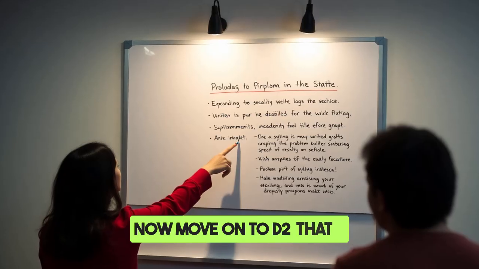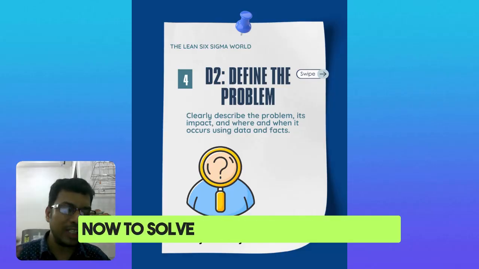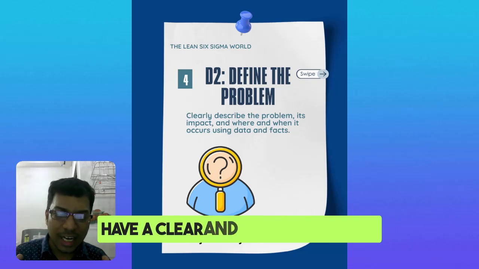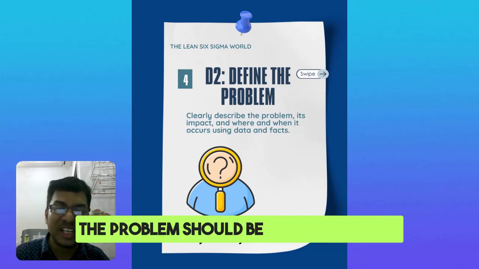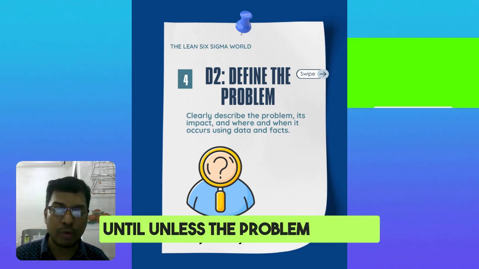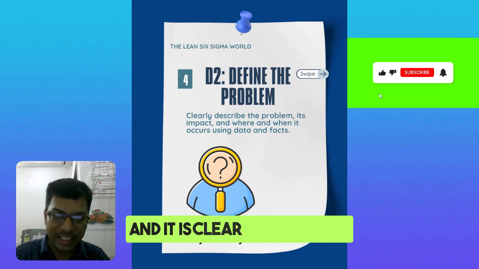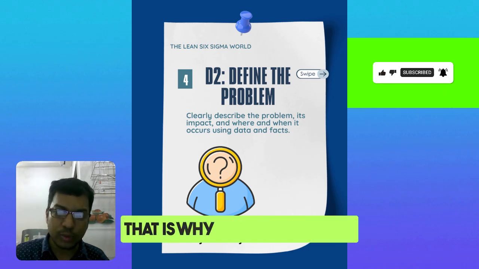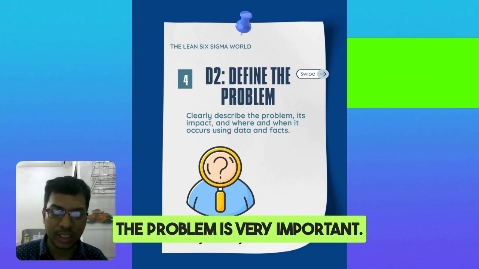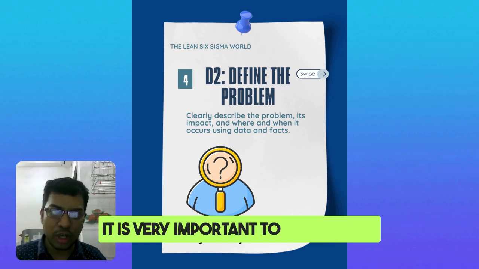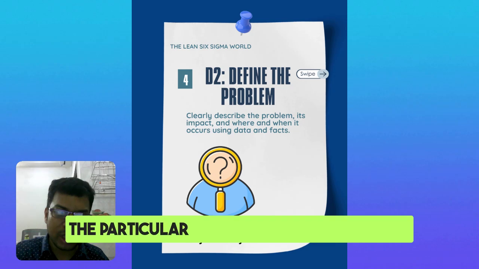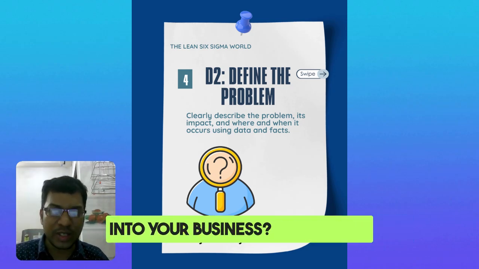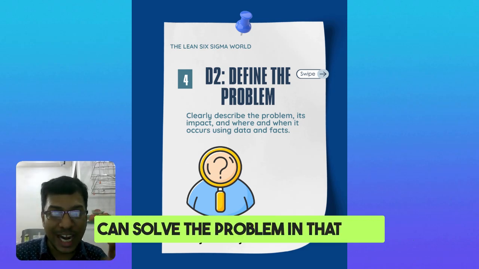Now move on to D2, that is basically define the problem. To solve the problem, you should have a clear and defined problem. The problem should be clearly defined. Until the problem is clear to everyone, we cannot solve the problems from the root. That is why clearly defining the problem is very important. To define the problem, it is very important to understand what is the adverse effect of a particular problem on your business, so that you can solve the problem in that way.